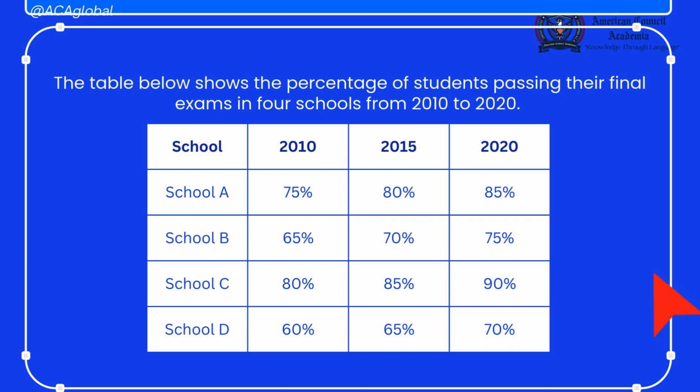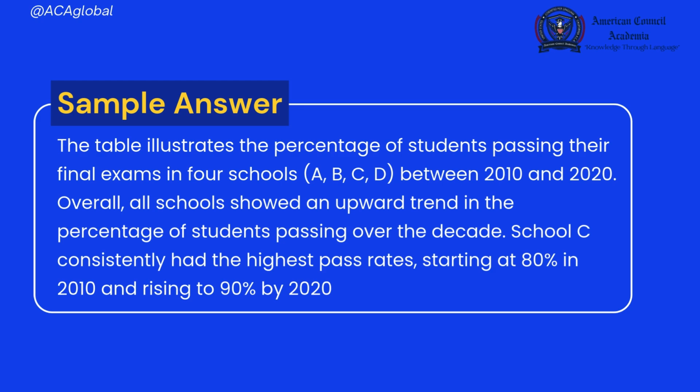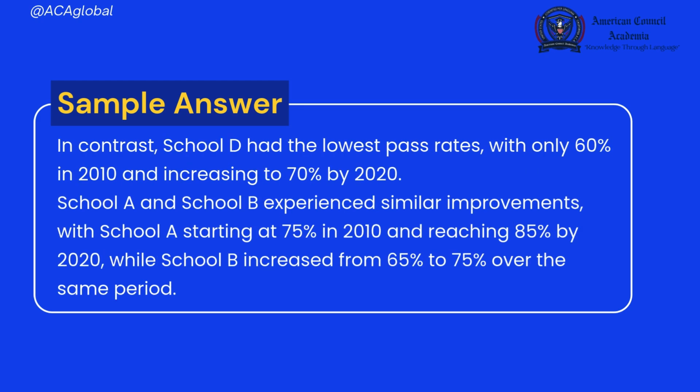Table examples. The table below shows the percentage of students passing their final exams in 4 schools from 2010 to 2020. The table illustrates the percentage of students passing their final exams in 4 schools, A, B, C, D, between 2010 and 2020. Overall, all schools showed an upward trend in the percentage of students passing over the decade. School C consistently had the highest pass rates, starting at 80% in 2010 and rising to 90% by 2020. In contrast, School D had the lowest pass rates, with only 60% in 2010 and increasing to 70% by 2020.